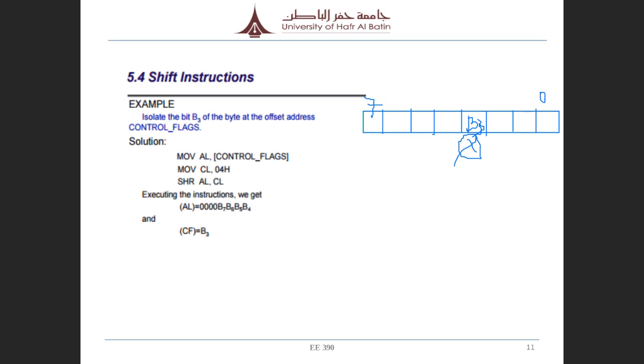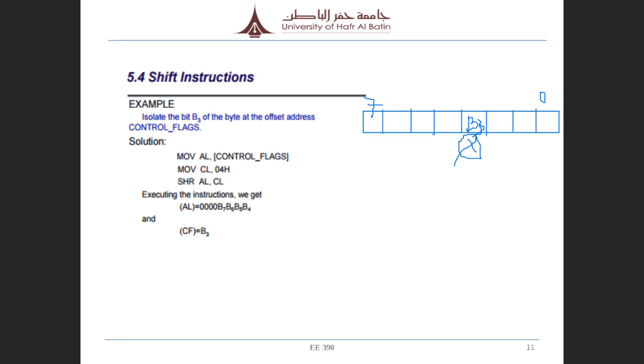Move CL comma 4. So the CL value is 4, for example. 04H in hexadecimal and 4 in decimal are the same, right? So now shift right. How can we isolate it? We have to send it to the carry flag, right? How can we send it to the carry flag? By shifting or rotation.